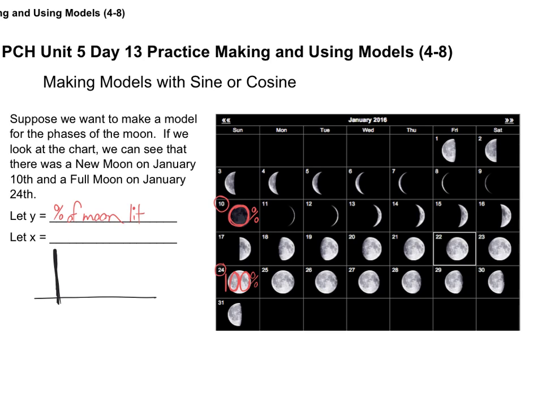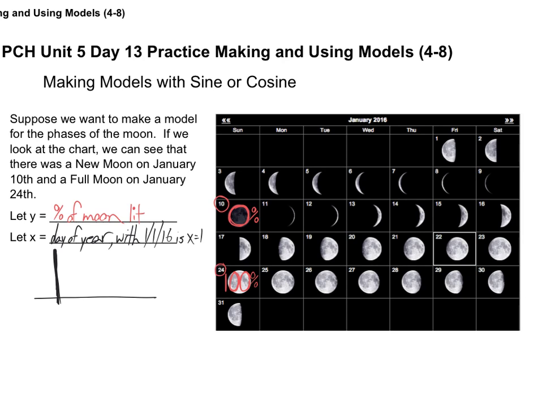Okay? Now, if I were to graph this, first of all, I need an independent variable. And what I'm going to do for my independent variable is I'm going to let x equal the day of the year. Okay? And I'm going to say January 1st, 2016 is x equals 1. Okay?